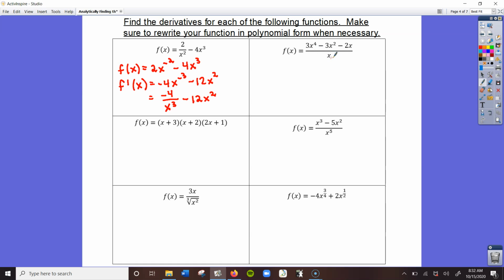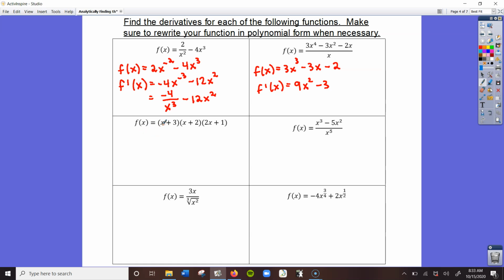For this next one here, we have a quotient. 3x to the fourth minus 3x squared minus 2x, and everything is divided by x. Since we are only dividing by a monomial, meaning one term, you can basically take each term in the numerator and divide it by whatever is in the denominator. Since we're dividing, that means that we're going to have to subtract the exponents of x. So I'm going to rewrite f of x as 3x to the third minus 3x minus 2. And now I'm ready to find the derivative. So f prime of x would equal 9x squared minus 3.